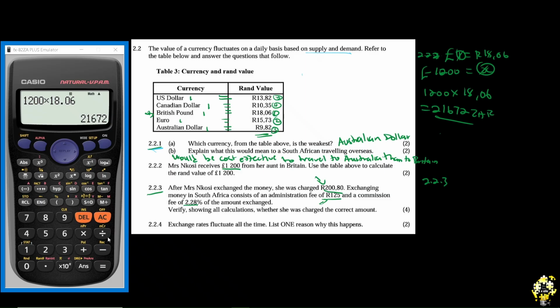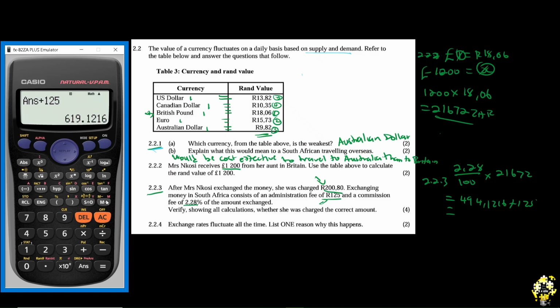So first of all, we need to know what is 2.28% of whatever she received, which is 21,672. So let's go to our calculator quickly and say 2.28 divided by 100, and you want to know exactly 21672. So it says that she was supposed to be charged this much as a commission, plus the 125, which you are obviously supposed to be charged in terms of admin.